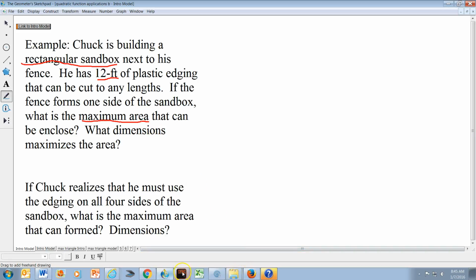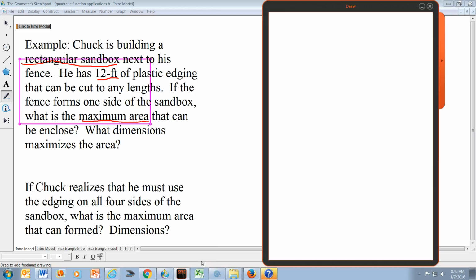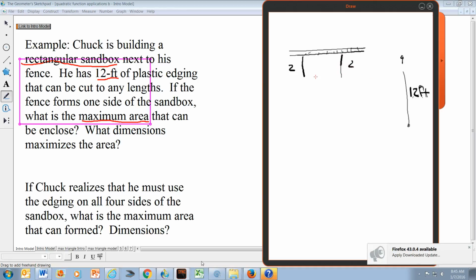So let's try a couple of quick examples. Here's my fence. And what do I know? I know I have 12 feet of material. So, let's see here. What if I make this side 2, that side 2? Then the length of this side would have to be, well, you had 12 feet total. So far we've used up 2 sections, both of 2 feet. So that's 12 minus 4, which is 8. So this side is 8 feet.